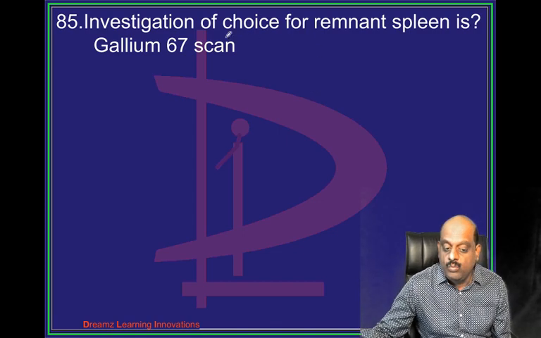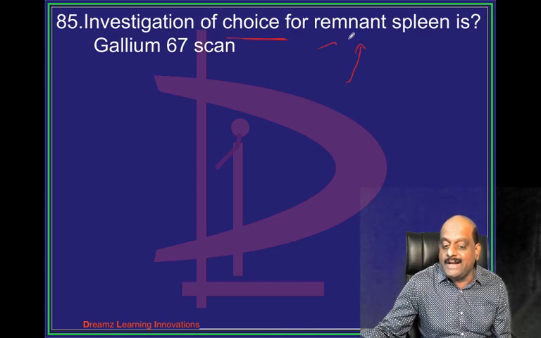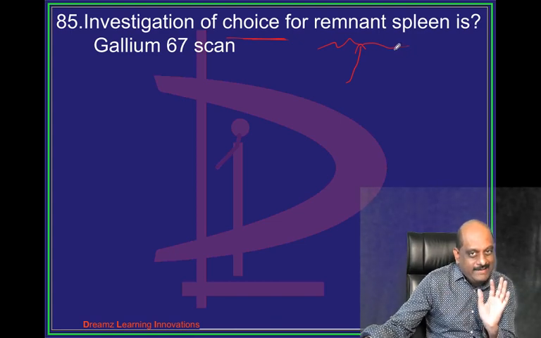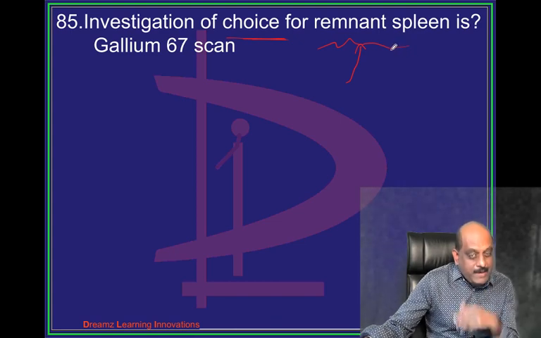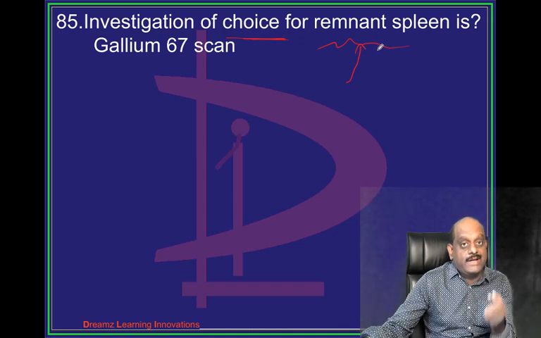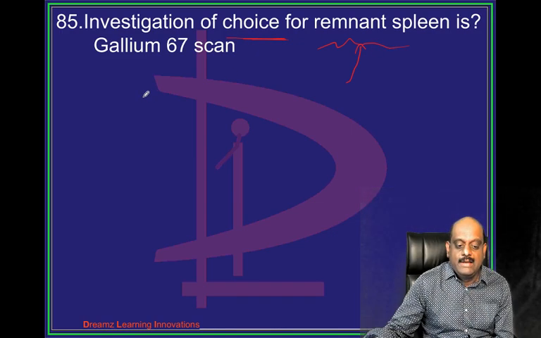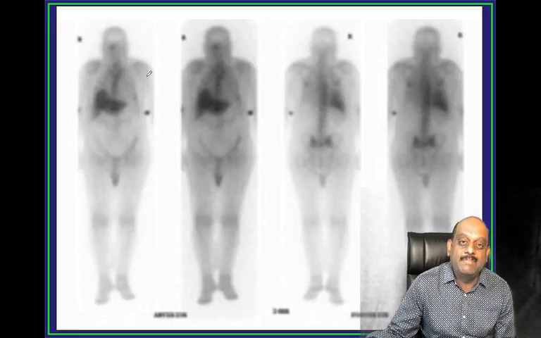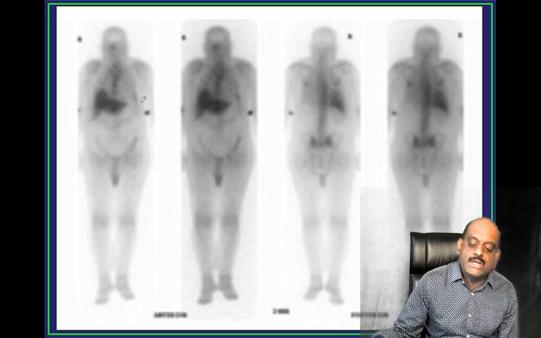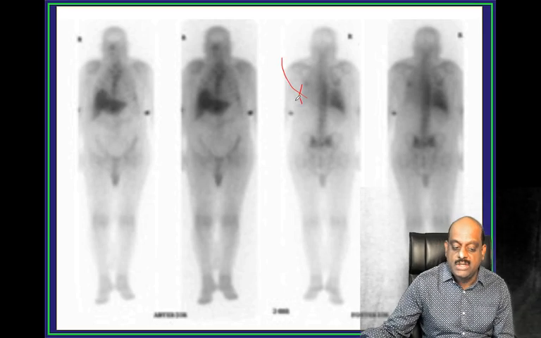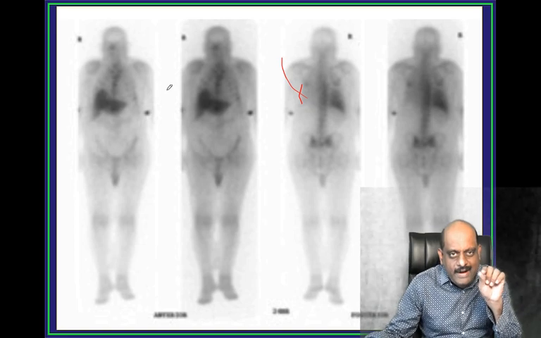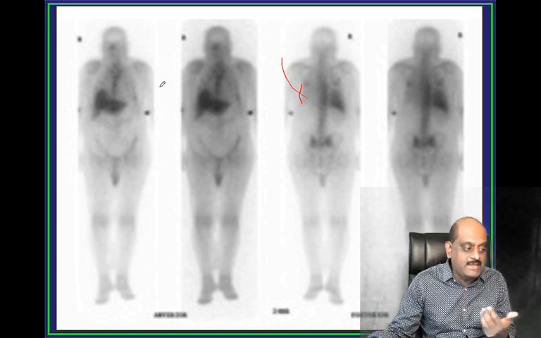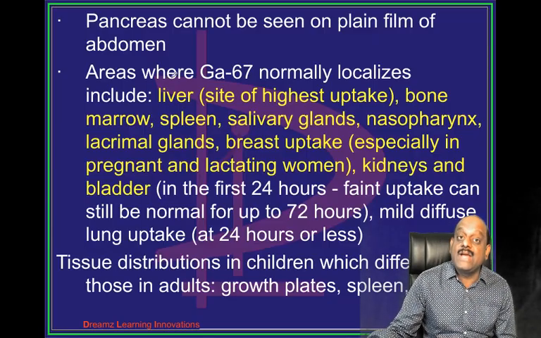Now, what is the investigation of choice if you want to detect a splenic remnant? Splenectomy is done, right? Post-splenectomy, if you want to detect a small remnant of the spleen, gallium 67 scan is what you need to remember. So this is how a radionuclide scan can help you catch a small hidden thing in the Pandora box, but it's very sensitive. That hypersensitivity of it is a challenging thing.